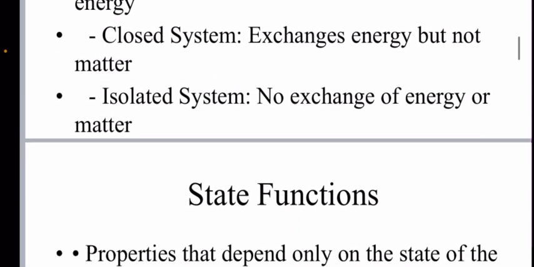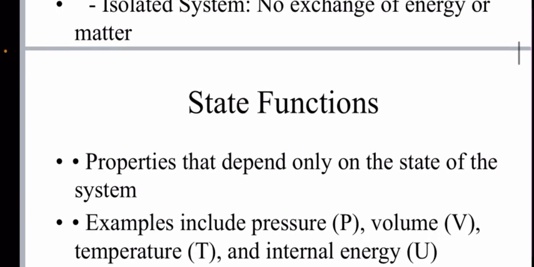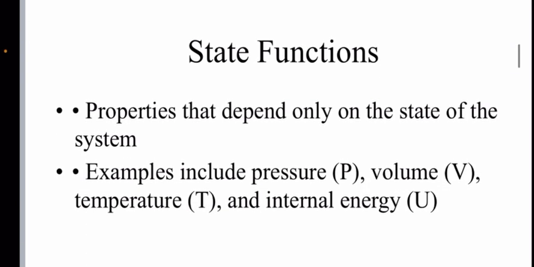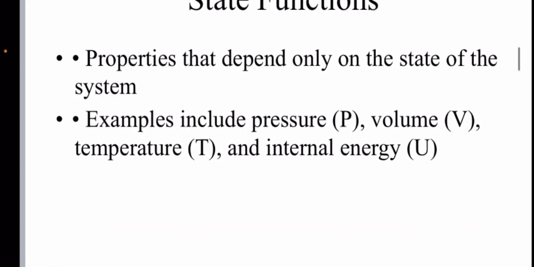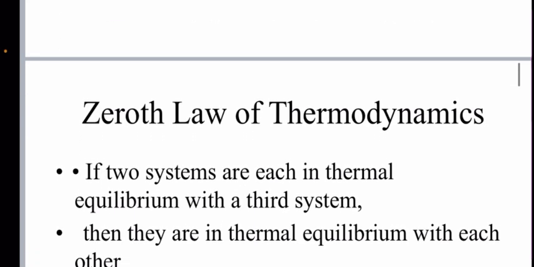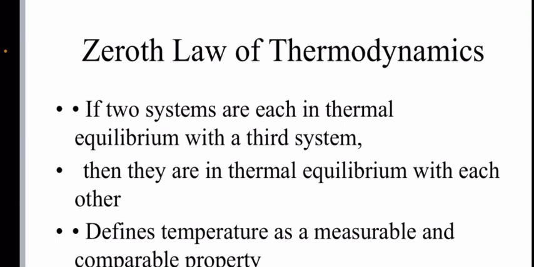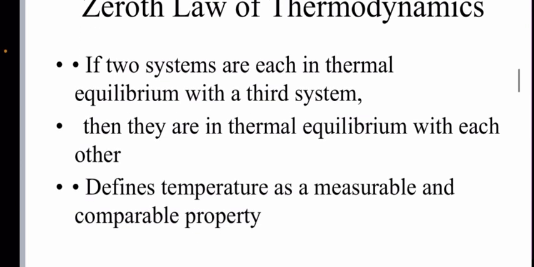2. State functions. Properties that depend only on the state of the system, not on how it got there. Examples include pressure, P, volume, V, temperature, T, and internal energy, U. 3. The zeroth law of thermodynamics. If two systems are each in thermal equilibrium with a third system, then they are in thermal equilibrium with each other. This law defines temperature as a measurable and comparable property.